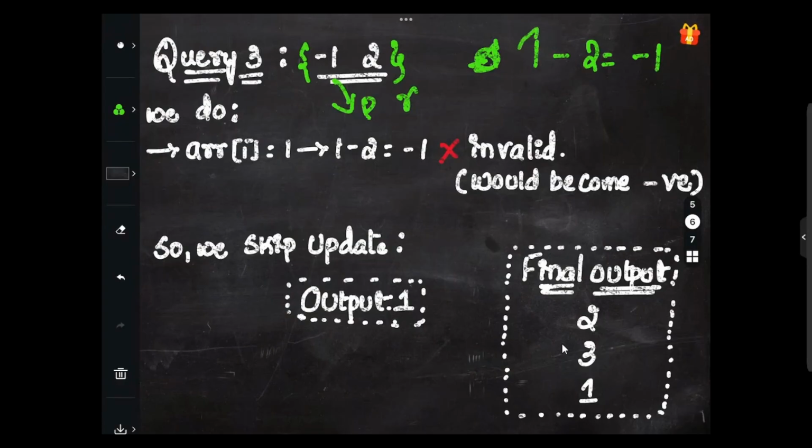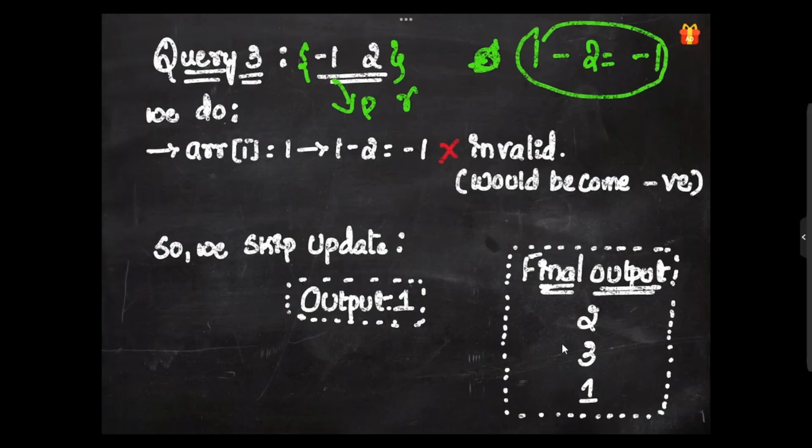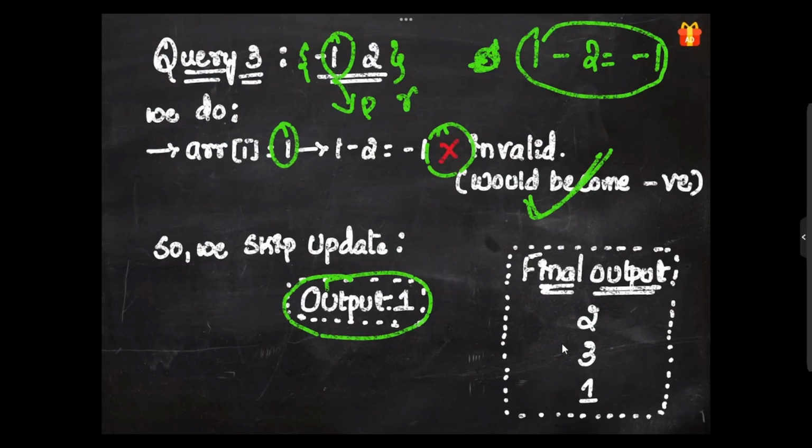Here we have got the value minus 1. What we need to do is skip the result if the result is less than 0. So this is invalid because it would become negative. So we skip the update, and we will just return the value of p itself, in this case 1.